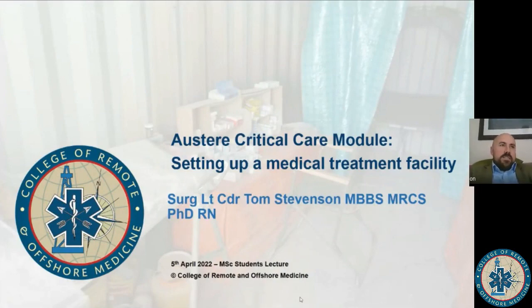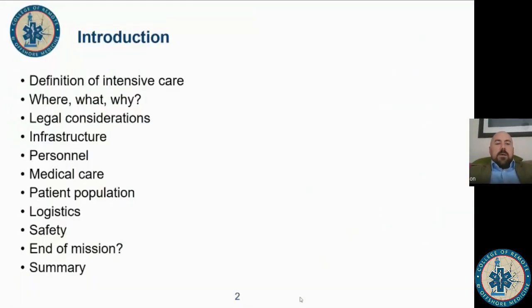So I'm aware that this is coming towards the end of the term, and I've picked probably one of the most complex topics to talk about, which is essentially setting up an intensive care in an austere environment. And you'll see I've deliberately titled this "Setting Up a Medical Treatment Facility," and I'll come on to that in a minute. There's a lot of stuff to talk about here.